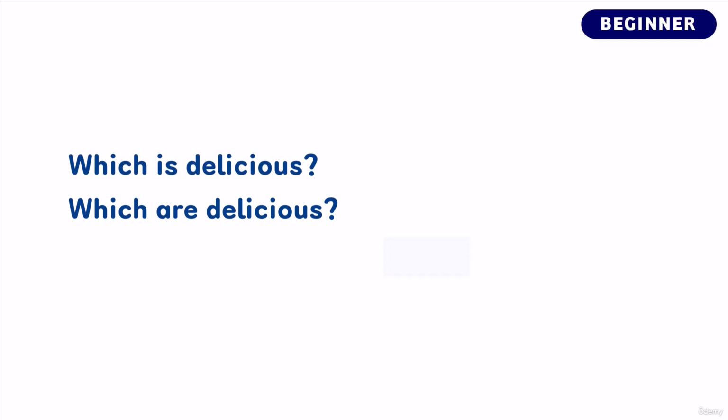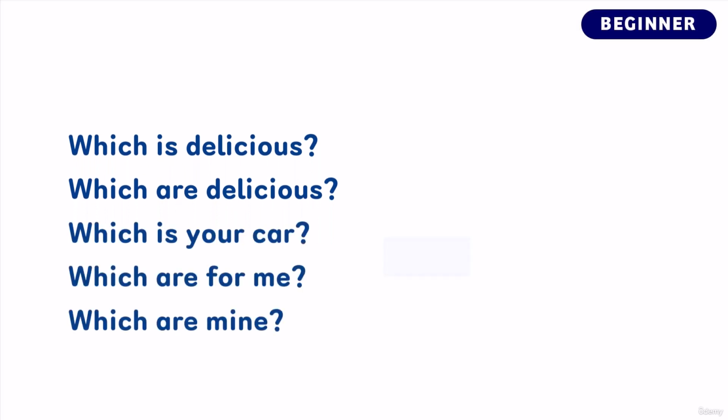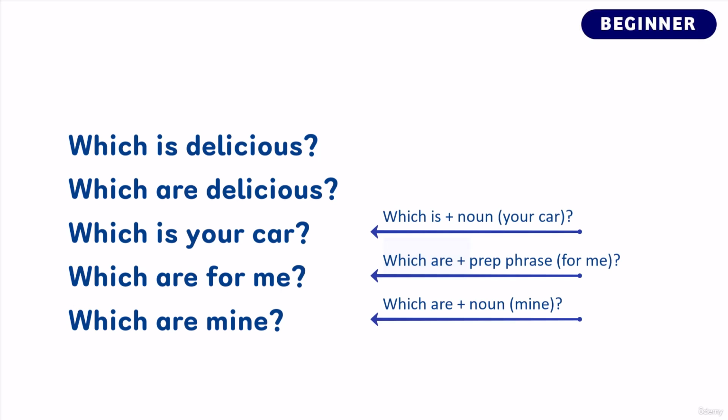Here are a few more example questions. Which is your car? Which are for me? Which are mine? So as you can see, we can have a noun after the verb to be. We can have a prepositional phrase, for me. And we can ask which are when we are asking about many things.